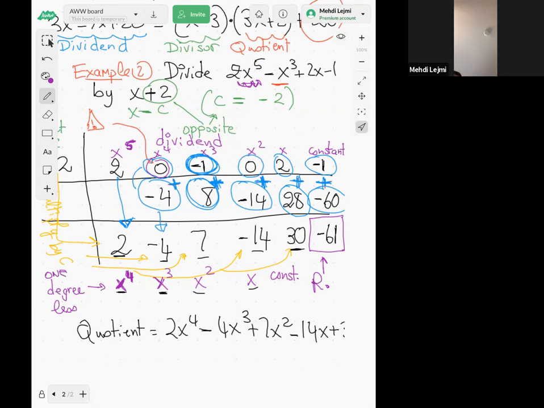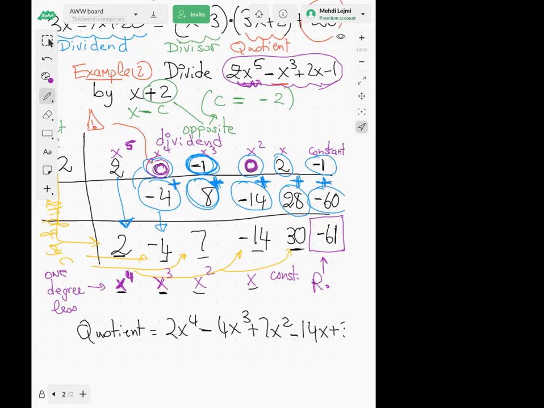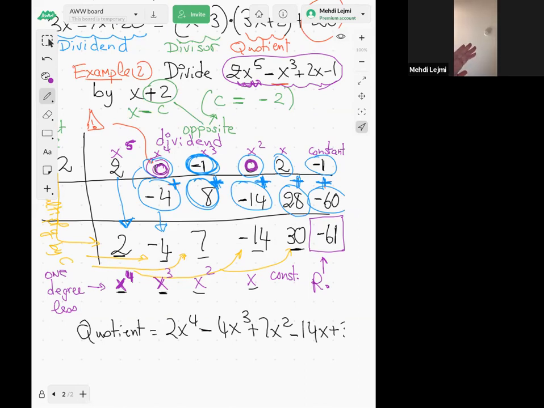That's why I have 0 there, because there's no x to the power 4. And the same for x squared. Here there's no x squared, so I had to put 0 for x squared too. You cannot skip. You have to put all the powers here. Even if there's no x squared or no x fourth, you have to put 0.